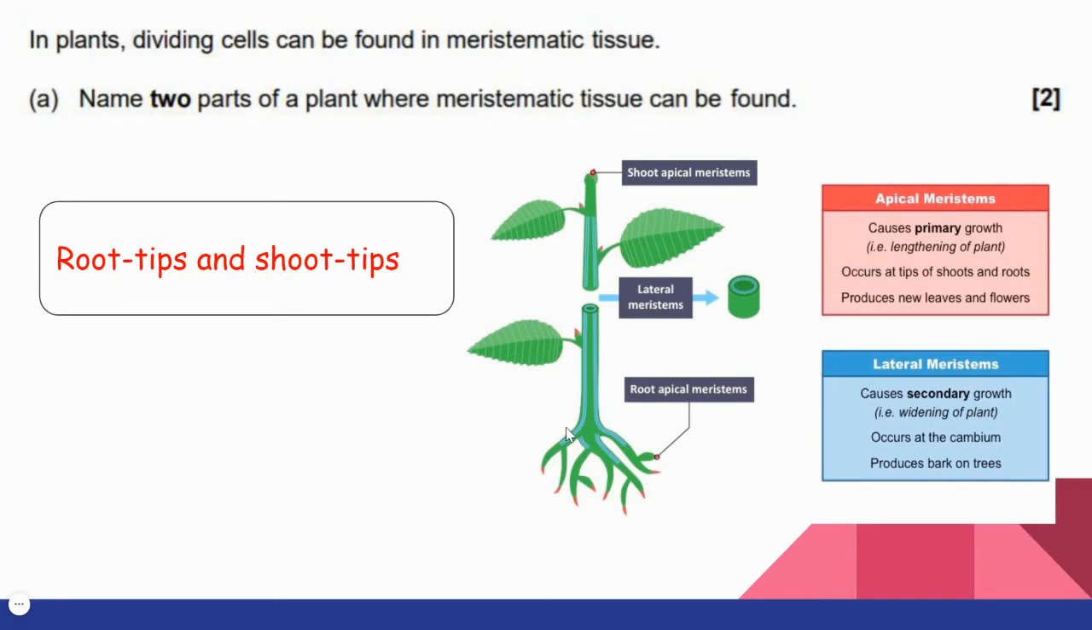So you don't have to know so much detail about primary and secondary growth, but I thought a diagram would help you visualize where these meristematic tissues of plants exist. So your answers would be root tips and shoot tips of the plants are the regions where meristematic tissues can be found.